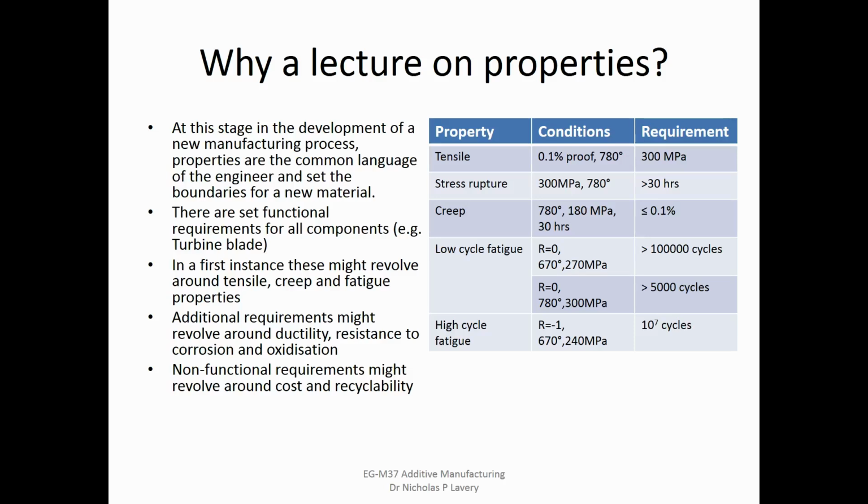to match this. So they might give you a specific requirement of the proof stress at a specific temperature to have 300 MPa, or stress rupture of 300 MPa at the same temperature over a duration of 30 hours. They'll give you a creep target, they'll give you a fatigue target, and they'll then determine whether it's high cycle or low cycle fatigue, and how many cycles they expect out of that material. And they'll have very set pieces, tensile pieces.